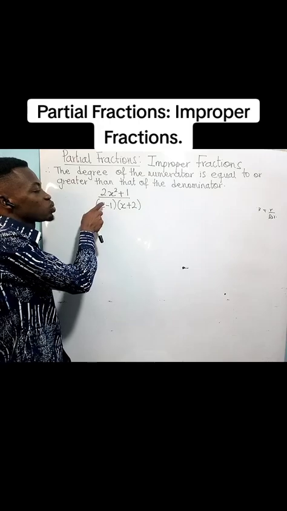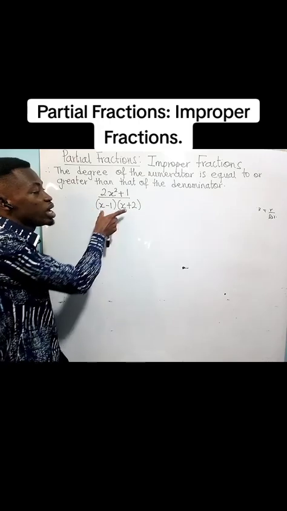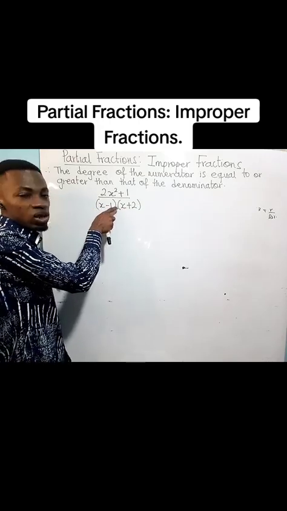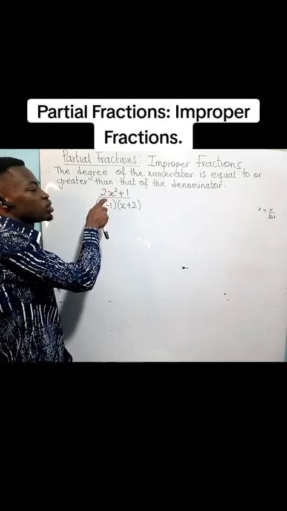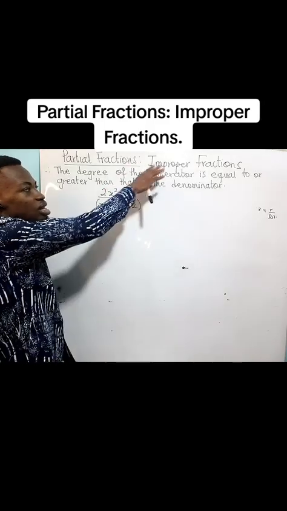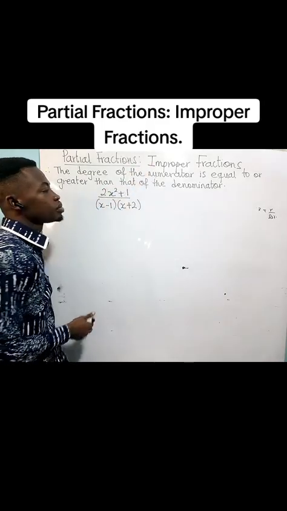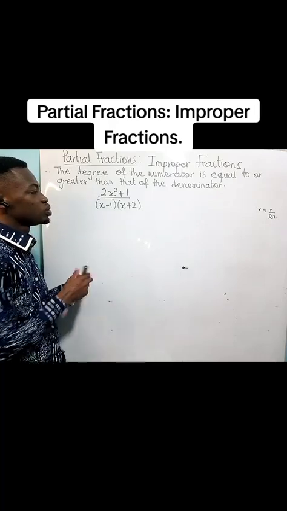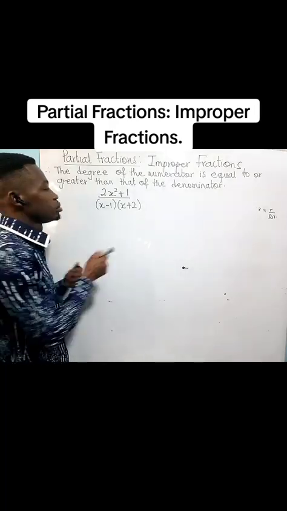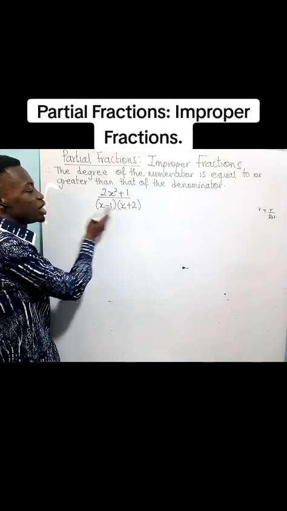Because here the highest exponent is x. Even when we expand this, we'll be getting x squared. And so far as the exponents are the same, we will say that they fall under improper fractions. Now, first of all, this is what we do. We divide. But before we divide, let's do this.